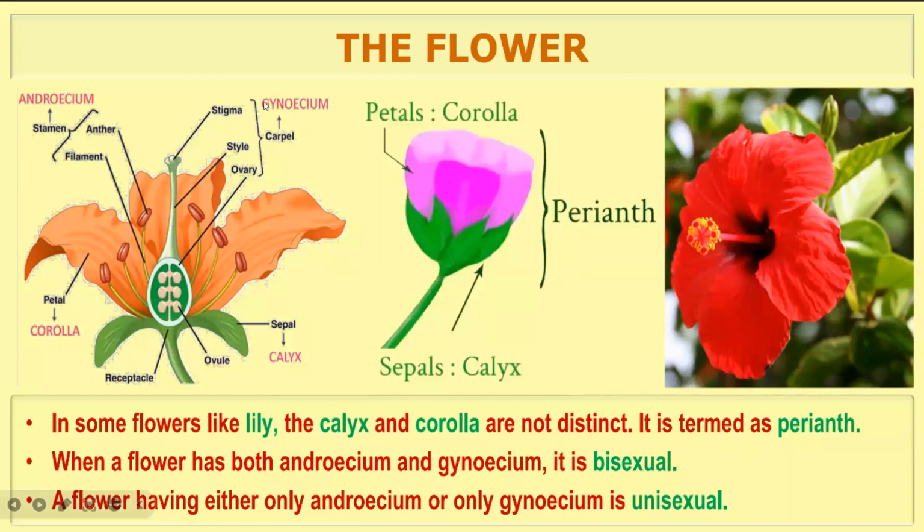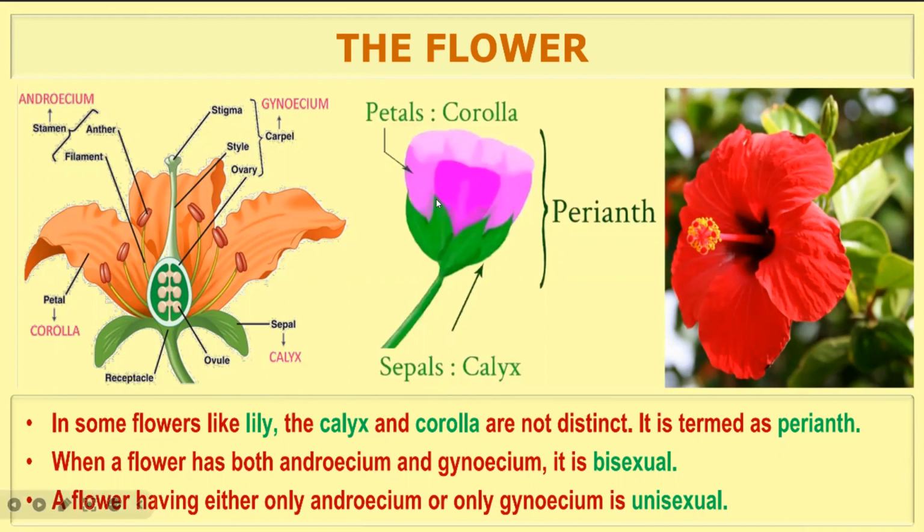Next, the flower. In some flowers like lily, the calyx and corolla are not distinct. It is called perianth. What do we mean by calyx and corolla not being distinct? It means the calyx and corolla are joined.